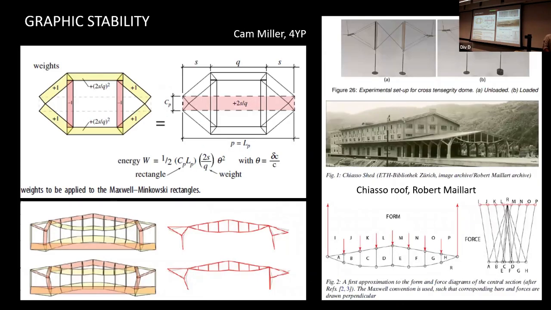And we've since moved on to graphic stability. This was Cam Miller, did this as his 4th year project. Cam's on the call here. And we just had a paper, just appeared today apparently, about Robert Maillart's roof in Chiasso. It's a very famous roof. It's just a small shed, but very famous. There's no diagonal bracing on it. And I always tell my students, don't do this, put the diagonals in, please. But he left them out and it's very, very economical.